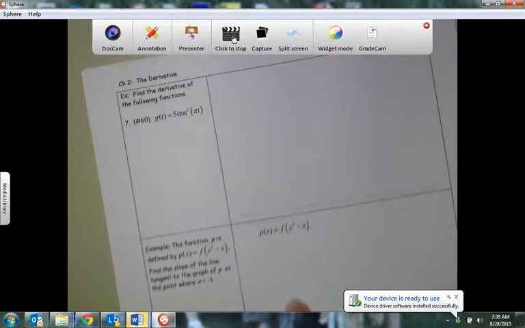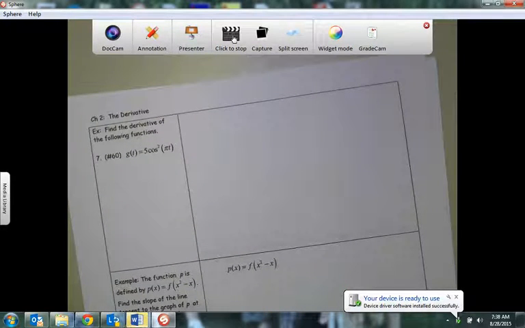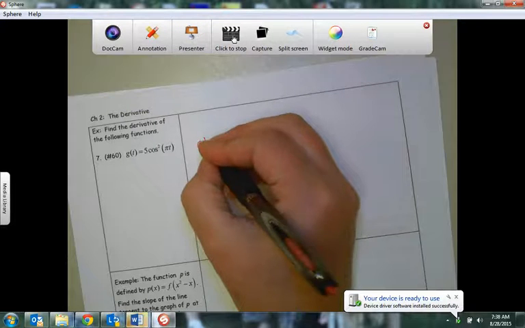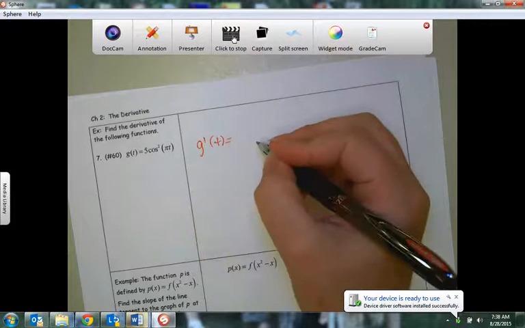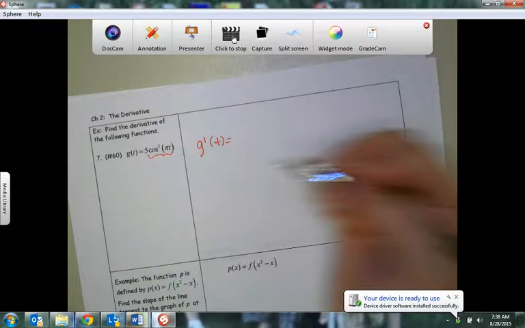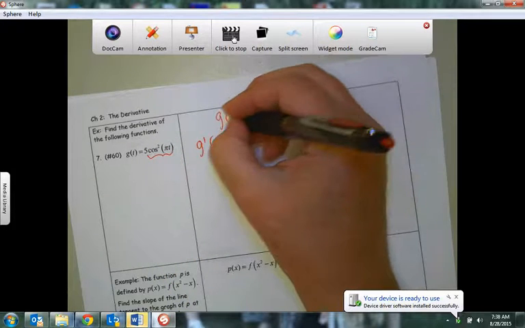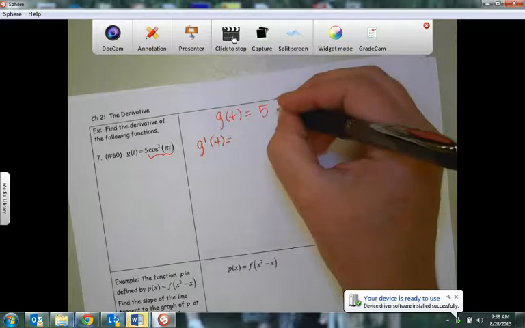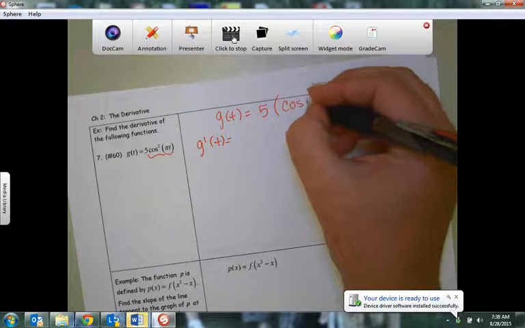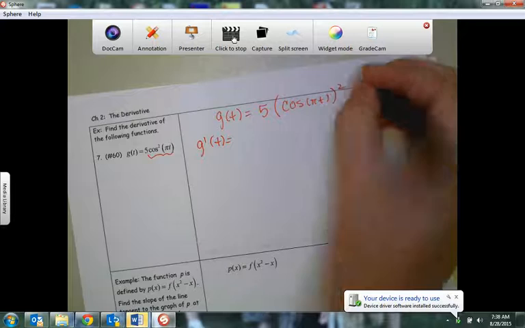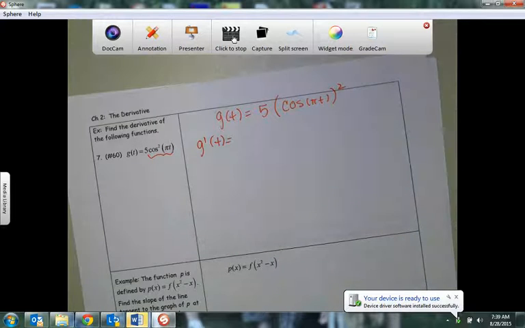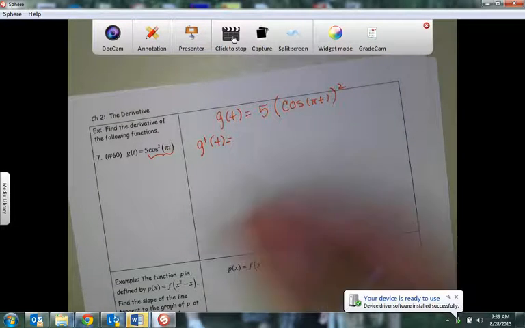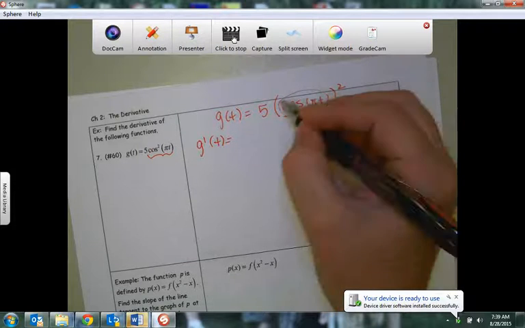Okay, I hope that you pause me at some point and try to do number 7 on your own, and then unpause and check with what I get. So here I'm going to take g prime of x. Cosine, here let's rewrite this first. Cosine squared is the same as saying cosine here of the pi t all squared. Okay, so here's my inside. There's my outside.